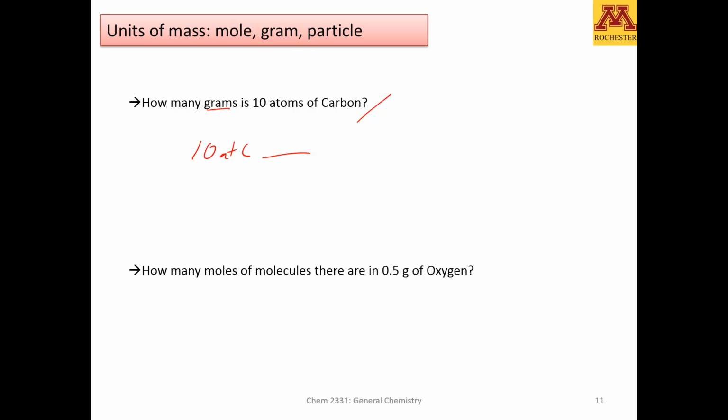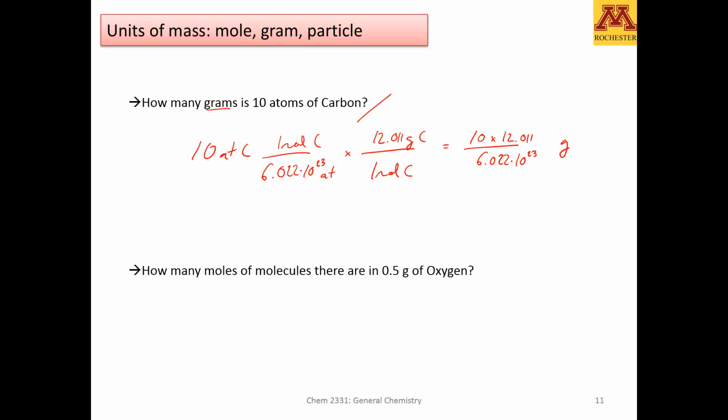So let's do that. First we need Avogadro's number that says in 6.022 times 10 to the 23 atoms we have 1 mole of carbon. That's the definition of Avogadro's number. And we go to the periodic table and we see that in 1 mole of carbon the mass is 12.011 grams of carbon. So again we will do 10 times 12.011 divided by 6.022 times 10 to the 23. I don't have a calculator here, but you plug this into a calculator and this will be the mass of carbon that exists.